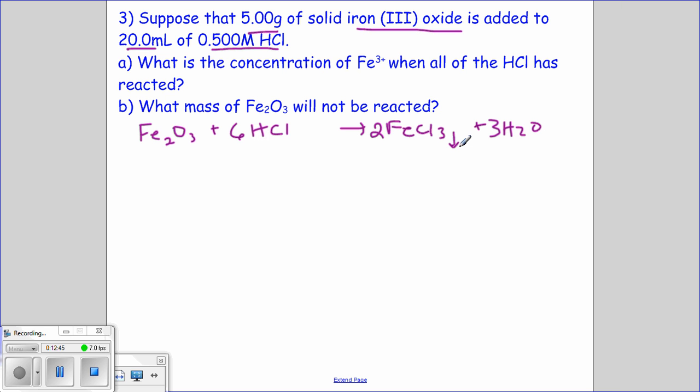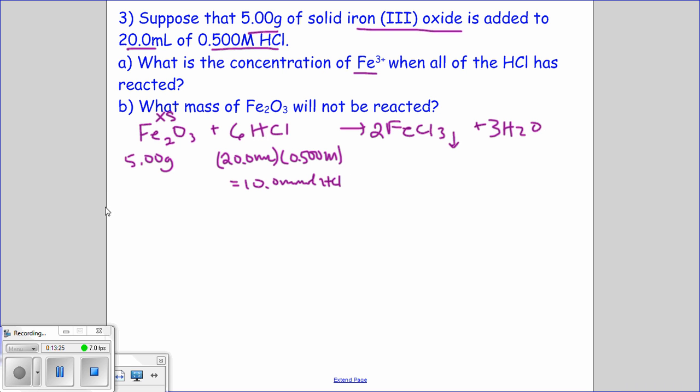The question says, what is the concentration of Fe3+ when all the HCl has been reacted? What mass of iron 3 oxide will not be reacted? So they kind of tell us our excess is iron 3 oxide, so I'm going to write that here. But you could actually go through and do your math. You'd say 5 grams of this. And let's do millimoles, 20.0 milliliters of HCl times 0.500 molar. That gives us 10.0 millimoles of HCl.